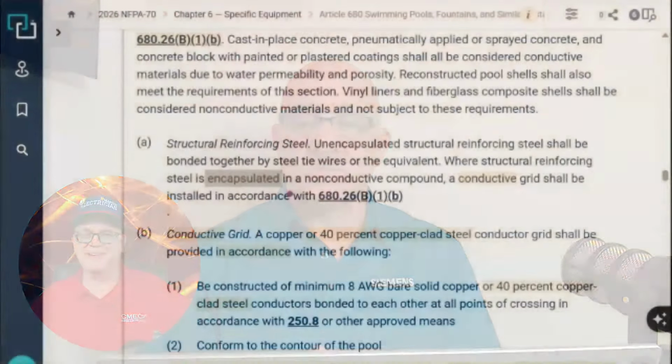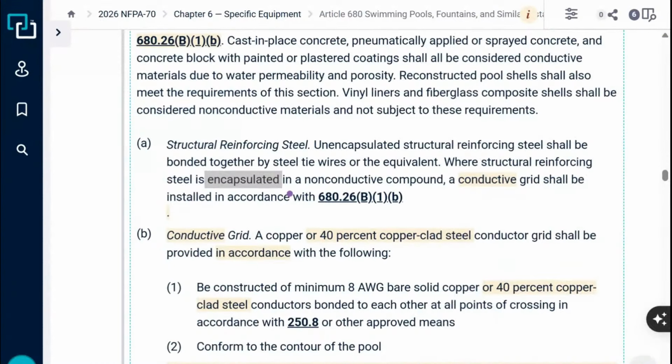Now the code is going to say, well, let's see what it says. Well, the code is going to say you're not going to get away with using that rebar now. You're not going to be able to just get away with the tie wires. It's going to say what? A conductive grid.